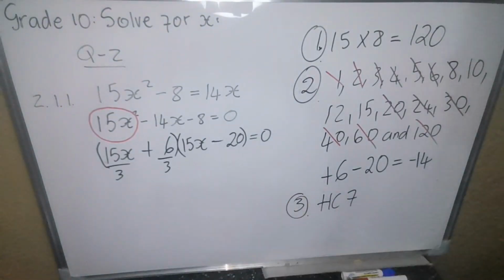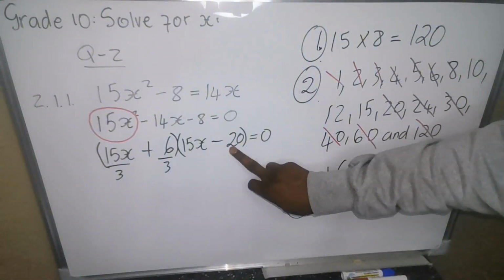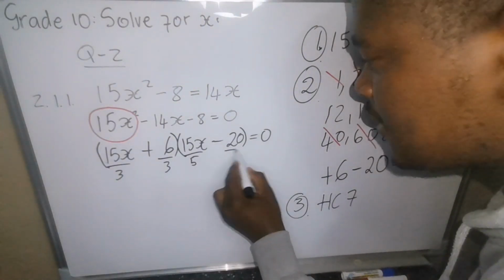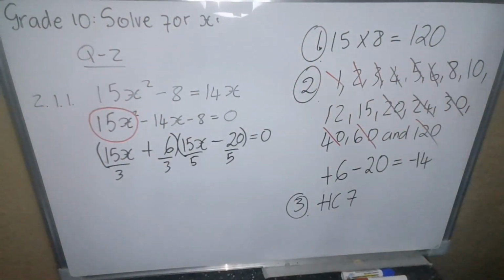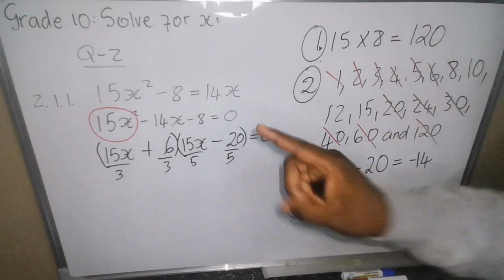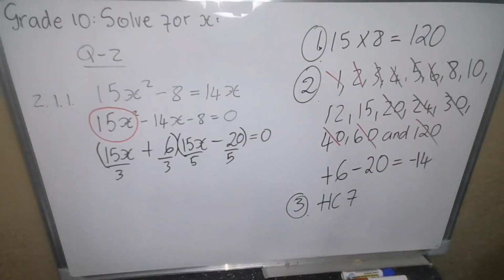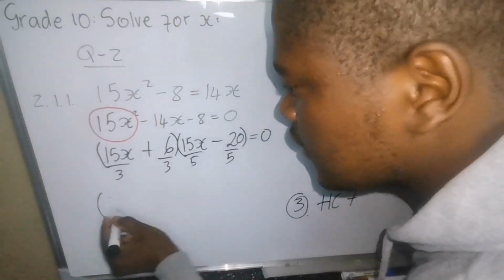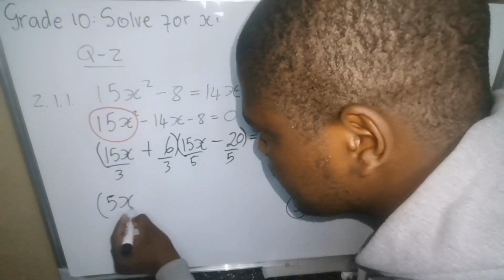We come to the second bracket. What is the highest common factor for 15 and 20? It is 5, because 5 is a factor of both 15 and 20, and it is the highest factor. On the first bracket, 3 is a factor of both 15 and 6, and is the highest common factor on that bracket. Therefore, 15 divided by 3 is 5, and then you bring down that x.